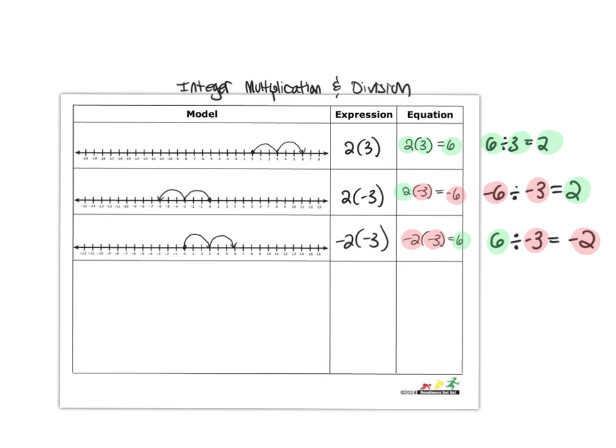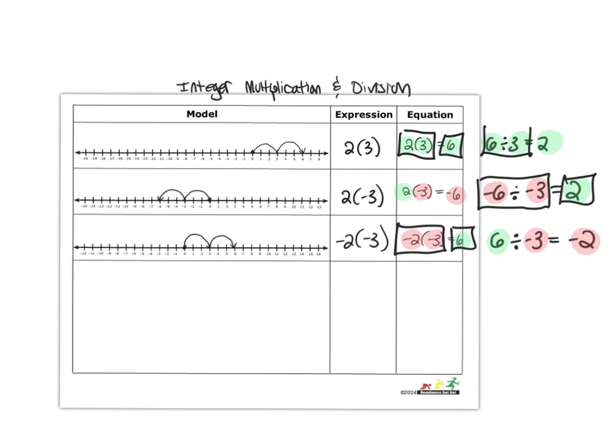And so what I notice here, there are 4 instances where I have an answer that's positive, right? So a positive times a positive gave me a positive. A negative times a negative also gave me a positive. Here, a negative divided by a negative gave me a positive. And here, a positive divided by a positive gave me a positive, right? So when I am multiplying or dividing two values that have the same sign, my answer is positive. If I'm multiplying or dividing two values that have different signs, my answer seems to be negative. Let's see if we can formalize this thinking.